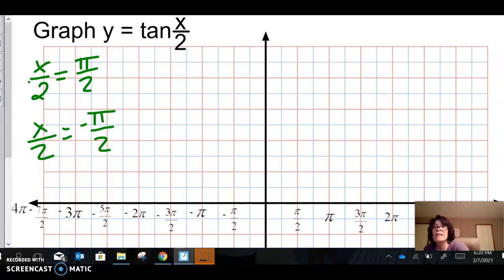To get x by itself, I would multiply by 2. So that gives me x equals pi.